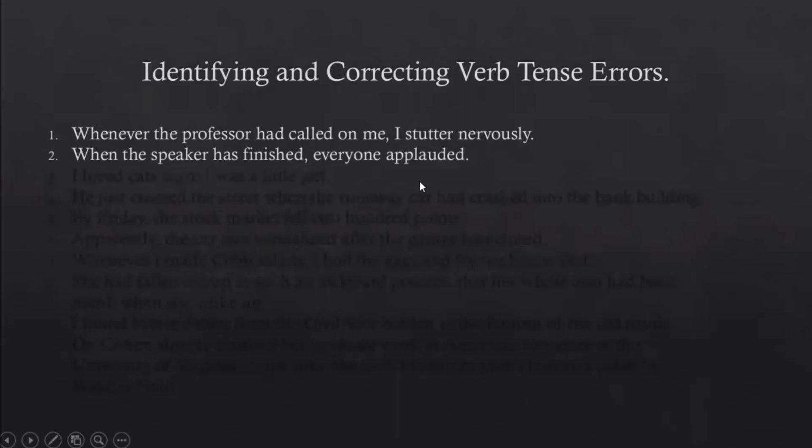Really. Best thing to do is just simple past tense. When the speaker finished, everyone applauded. Right? The reason I'm talking about verb tense is because obviously it's a common issue, right? I have seen student papers where the verb tense is kind of all over the place, right? Changes from past to present to past in the same sentence sometimes.